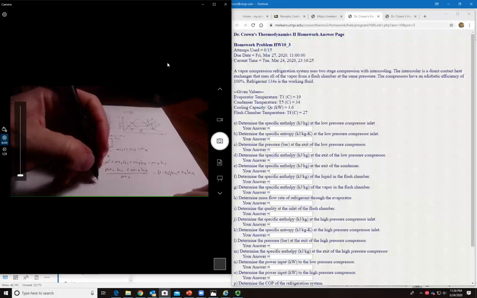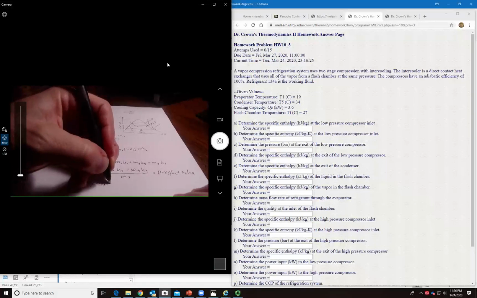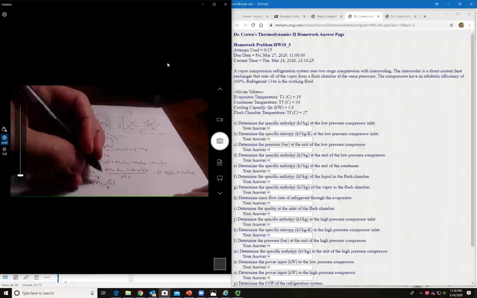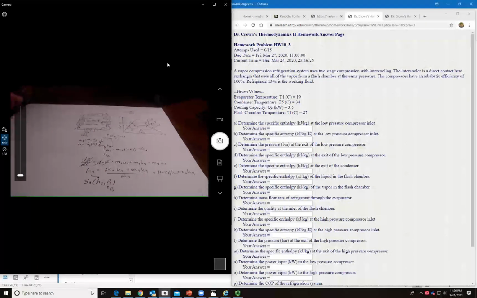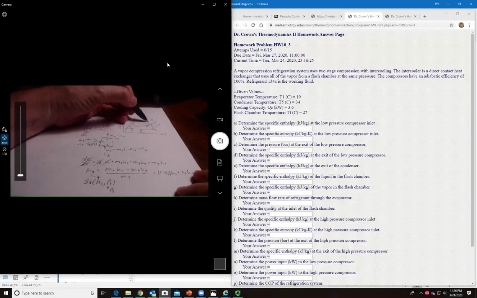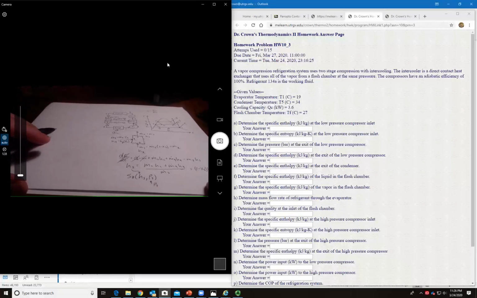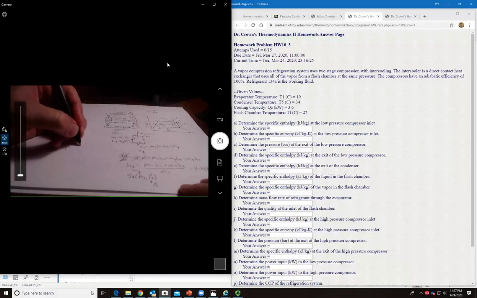now that I know H3 and P3. Okay, so I just found that, and P3 is the same as P7. So I'll find that entropy, and then I can continue on, find this. I know this pressure, this entropy, I can find state 4. And then the efficiency is going to equal the Q in over the net work, or the work in this case.